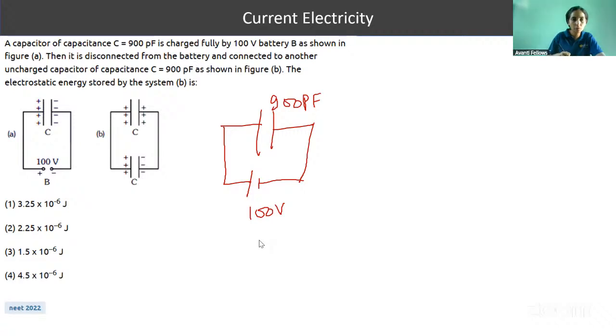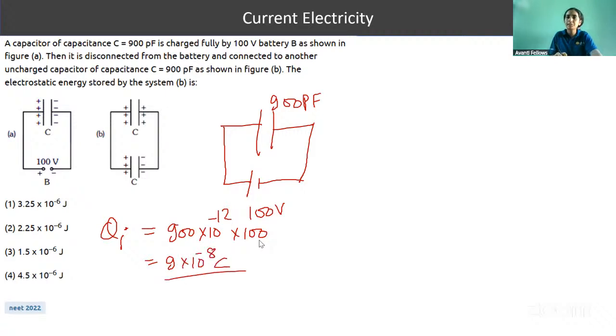So how much charge will it be having initially? So initial charge on the capacitor is how much? Q equal to CV लिखोगे. C is how much? 900 picofarad. So this into 10 to the power minus 12 into 100. So this will become 9 into 10 to the power minus 8 coulomb. ठीक है, this much charge it is having.